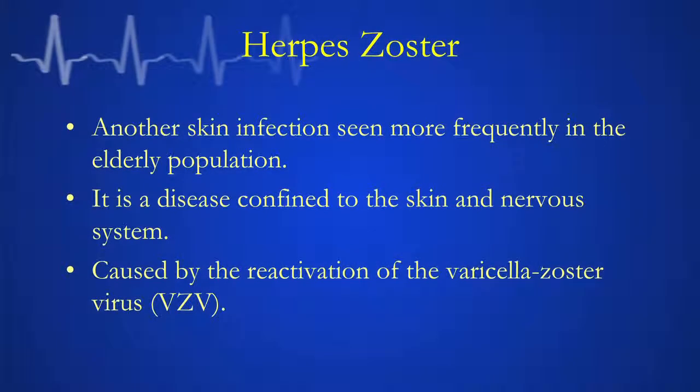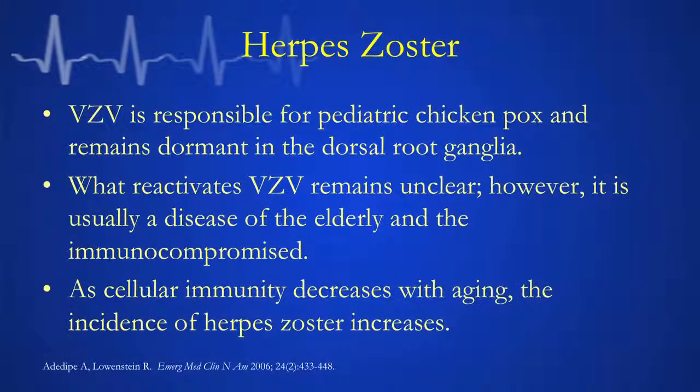Talking about herpes zoster infection. This is actually a really common disease that we see in the elderly, more frequently in the elderly as well. This disease is interesting because it's confined to the skin and nervous system. It's caused by the reactivation of the varicella zoster virus. So varicella zoster virus is responsible for pediatric chickenpox, and it remains dormant in the dorsal root ganglia. What reactivates the varicella virus remains unclear. However, it's usually a disease of the elderly and the immunocompromised. As cellular immunity decreases with aging, the incidence of herpes zoster increases.